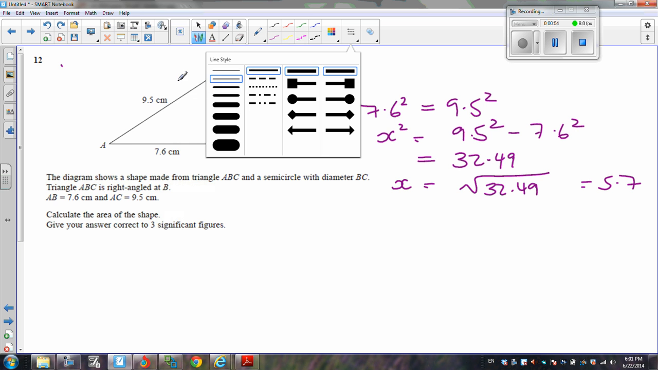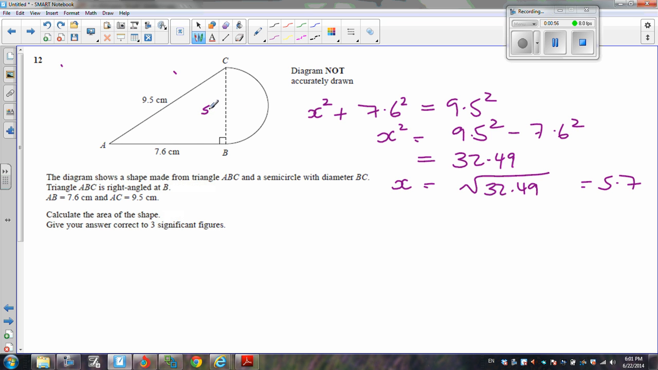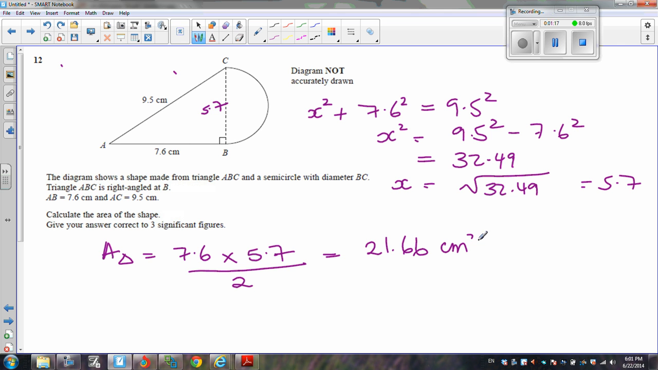Okay, let's think how we can find the area then. So here we have 5.7. The area of the triangle is going to be, so I'm going to just write, area of triangle is equal to 7.6, that's the base, multiplied by 5.7, that's the height, and we're going to divide that by 2, and that comes out as 21.66 centimetres squared.